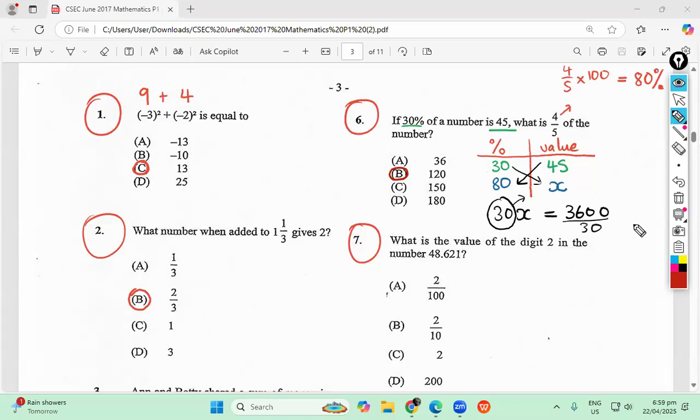Now, 7 is a primary school question, right? We know here is tenths, here's tenths, and here's hundredths, right? 1/100, 1/10, 1/100. So if it's a 2, it's 2/100. How many people got all 4 correct without my help?